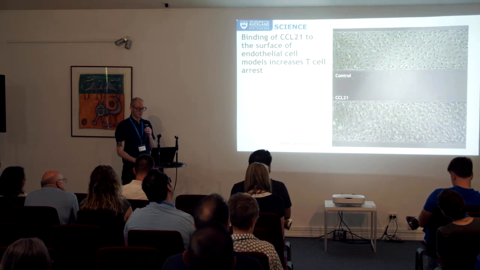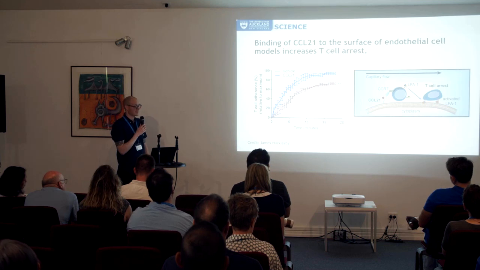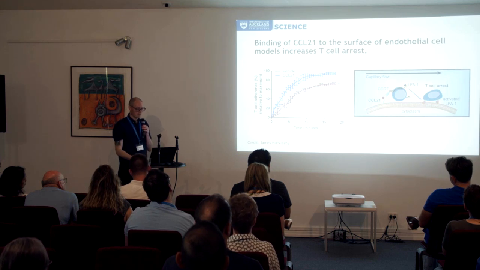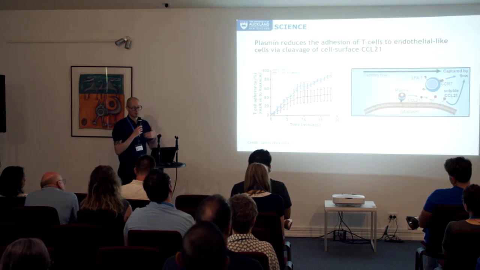And we can plot this in a graph so we can easily see what the differences are. These are presented as the maximum relative to the maximum T-cell adherence that we saw in the assay. With CCL21, we see an increase of T-cell adherence to these endothelial cells. But if we switch the assay up and have CCL21 in both conditions, but in one we add plasmin, we see that we lose our effect. So plasmin cleaves off CCL21, gets removed by the flow, the capillary flow, and the T cells don't adhere anymore.